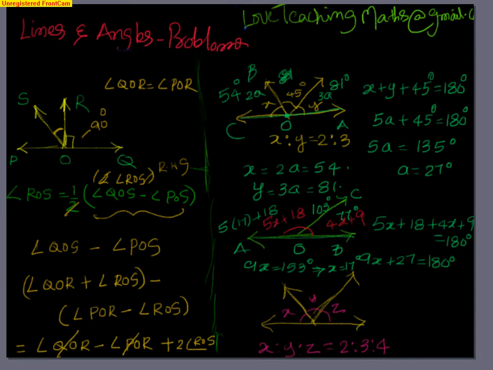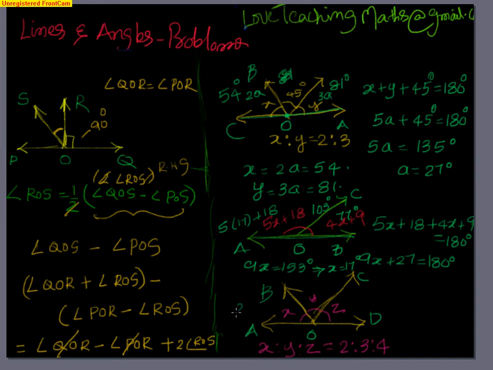Let's go to the last one. See here, let me just name them B, C, and D. Now this is pretty straightforward. There are two rays standing. How many angles do we have? 1, 2, 3 angles we have, and all of them should be equal to 180 degrees.